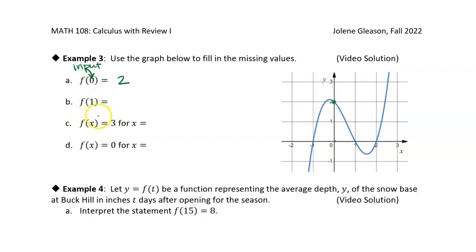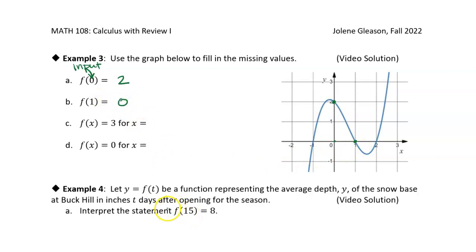So here's another one. Try it on your own if you want to. Go ahead and pause the video and try it on your own. What is the value of the function? We want to evaluate f at 1. So what's the value of the function when x equals 1? We find x equals 1 and then find the point on the graph that has an x value of 1. And it looks like it's 0. So f of 1 is 0.